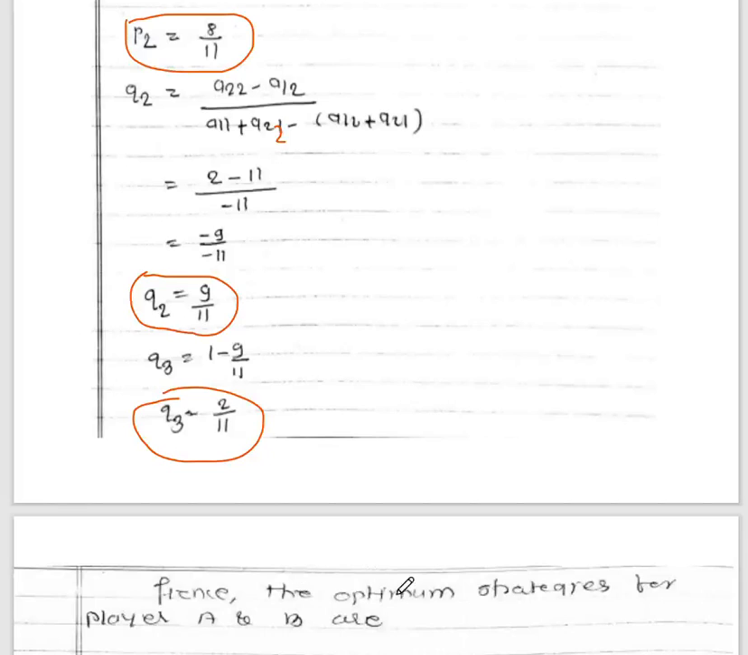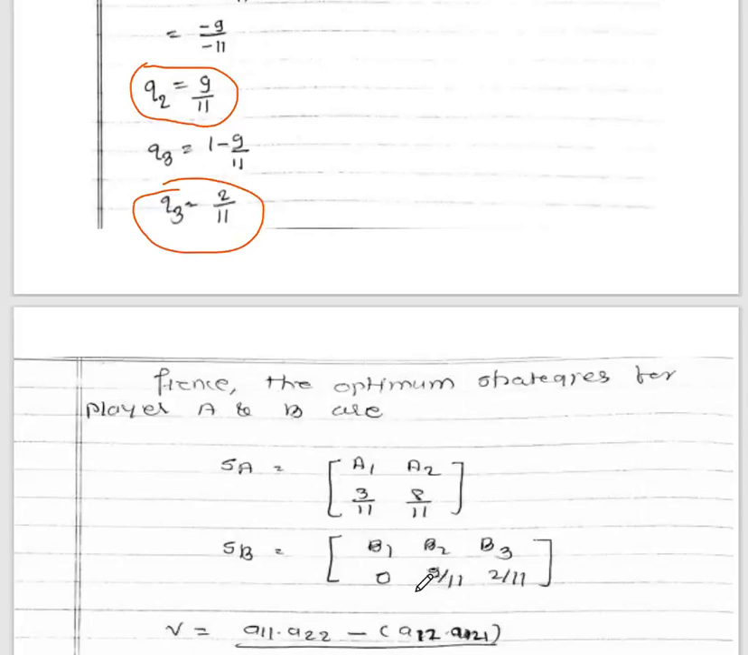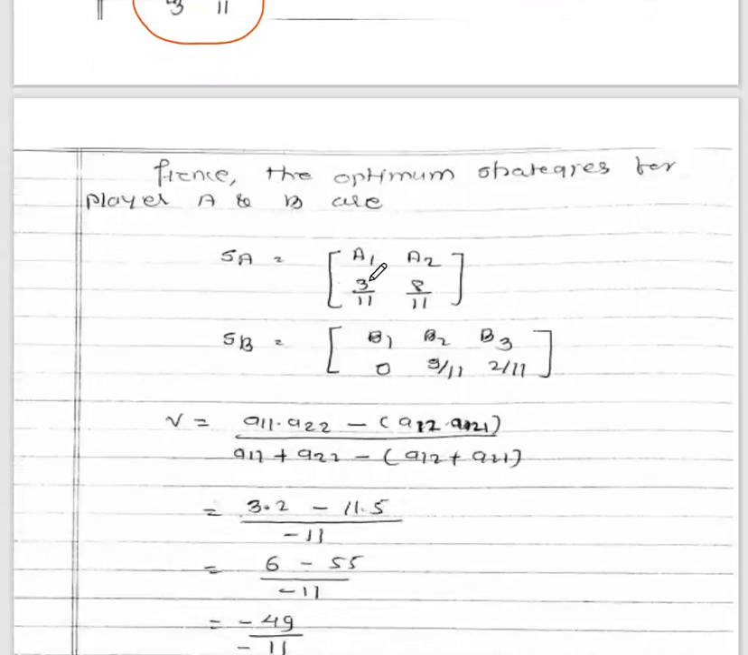Okay. So therefore the optimum strategy for player A and for player B can be written as SA: A1, A2, P1 is 3 upon 11, P2 is 8 upon 11. SB, optimum strategy for player B: B1, B2, B3, Q1 is 0, Q2 is 9 upon 11, and Q3 is 2 upon 11.